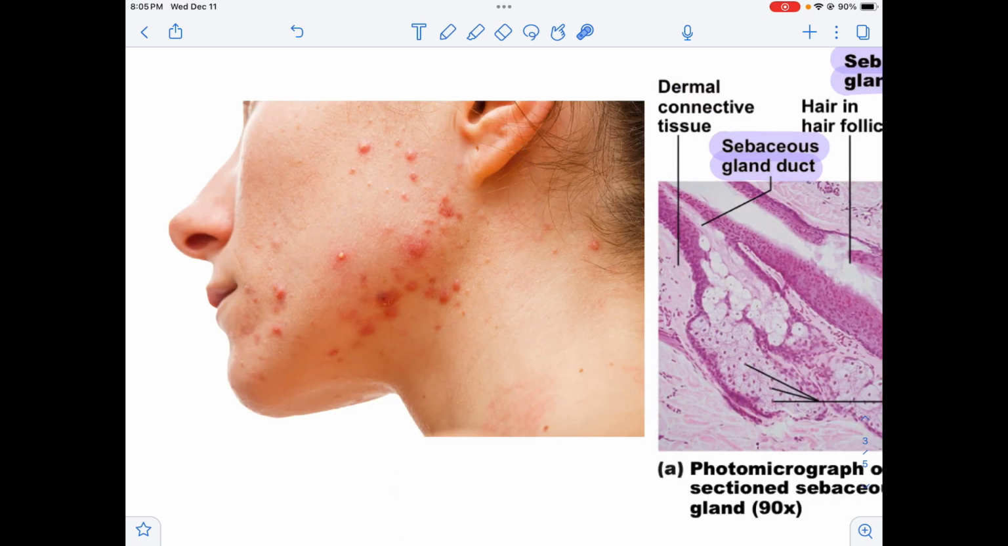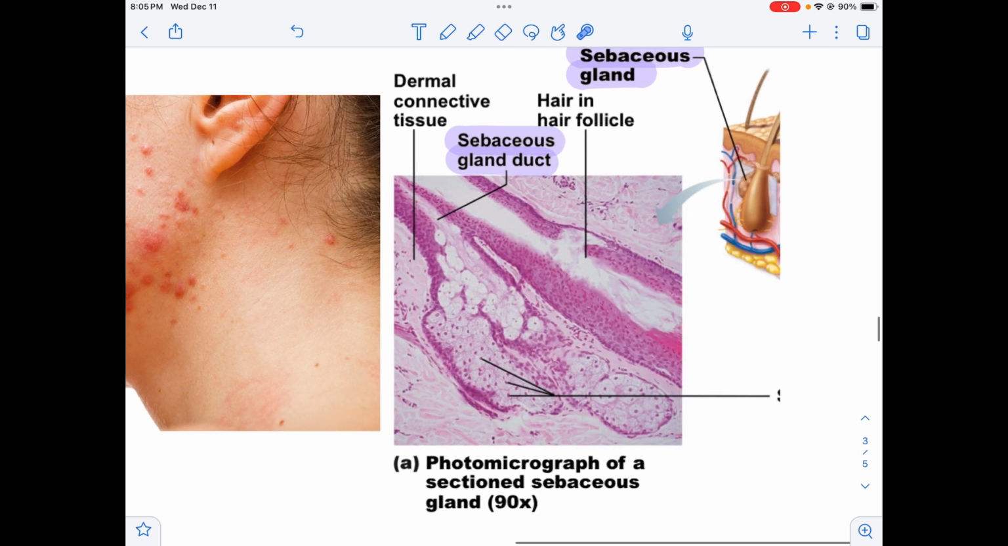Acne is an inflammation of a sebaceous gland due to bacteria. If acne does arise, it is better to not pop anything or break the surface of the skin because that would lead to potential infections of the hair follicle that the sebaceous gland secretes into.